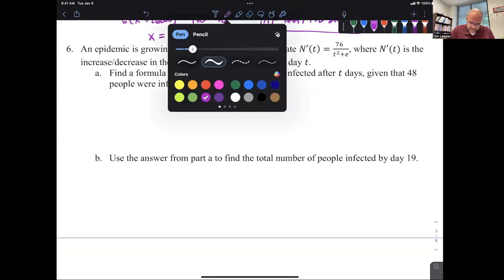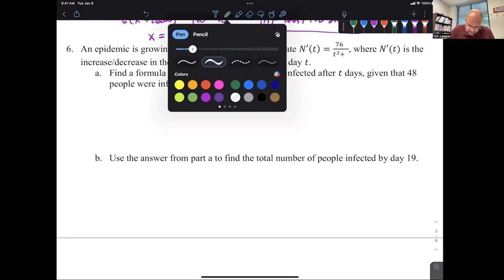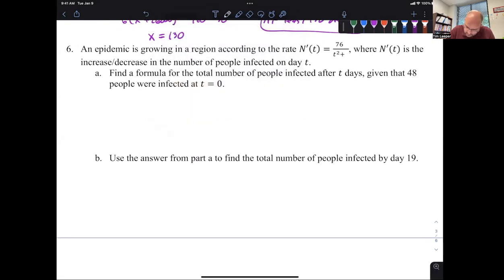Okay, so there is a typo here. Instead of plus e, that should be plus 3. So it's actually 76 divided by t squared plus 3, not t squared plus e. So this is n prime, and we want to know the formula for the number of people infected after t days, given that 48 people were infected at t equals 0.